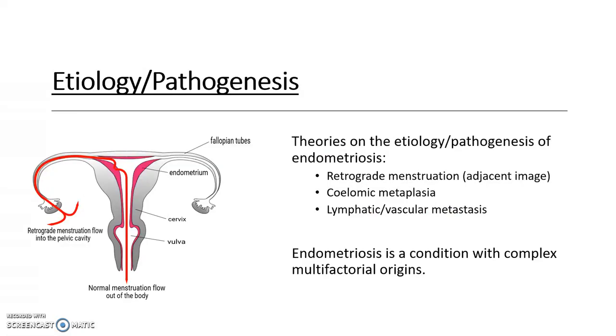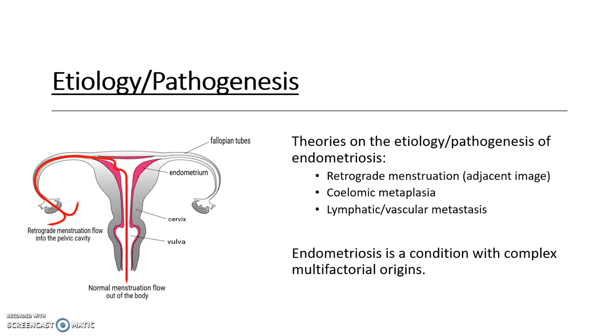Etiology and pathogenesis. The etiology and pathogenesis of endometriosis is unknown. However, several theories exist, including retrograde menstruation, coelomic metaplasia, and lymphatic/vascular metastasis. So the first one, retrograde menstruation, which is shown here in the image on the left, is when menstrual blood flow, which normally comes out the vagina, exits the uterus in the opposite direction through the fallopian tubes and into the pelvic cavity, which can lead to inflammation. Retrograde menstruation is the leading theory to explain the cause of endometriosis.